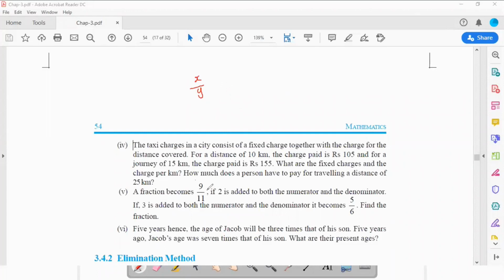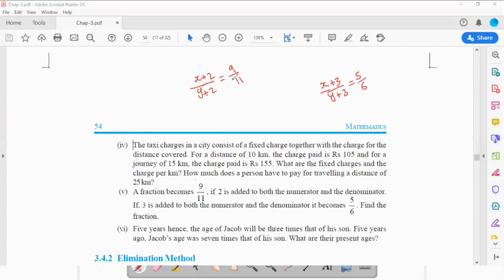A fraction becomes 9 by 11 if 2 is added to both the numerator and the denominator. So we choose numerator as X and denominator as Y. If you add 2 to both the numerator and denominator, the fraction will become equal to 9 by 11. This is the first equation. And the second equation is, the same fraction, if you add 3 to both numerator and denominator, it will become 5 by 6. So these are the equations.